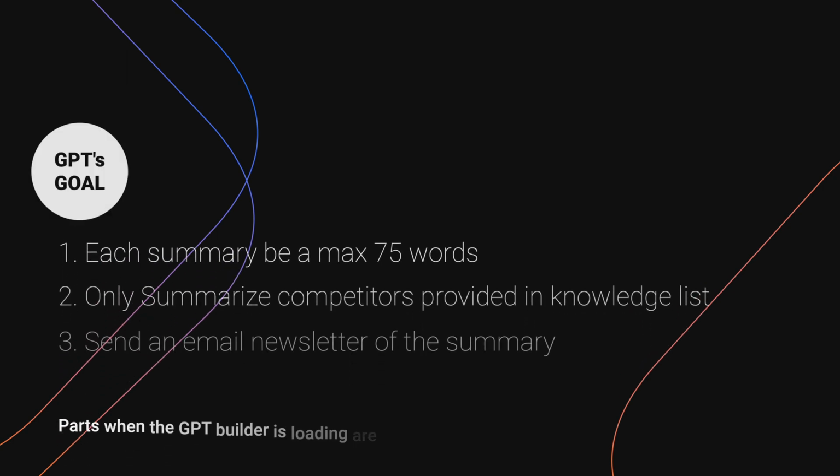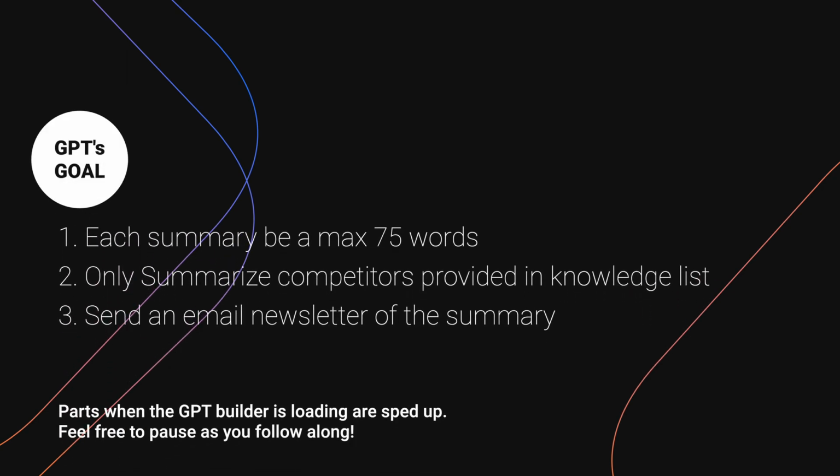Our GPT will have three main requirements. First, that each summary be a maximum of 75 words for brevity. Second, we'll be providing a targeted list of competitors to our GPT as extra knowledge. And finally, the GPT will then need to send an email newsletter of the summary to the team using the GPT Actions feature in conjunction with Zapier's AI Actions.